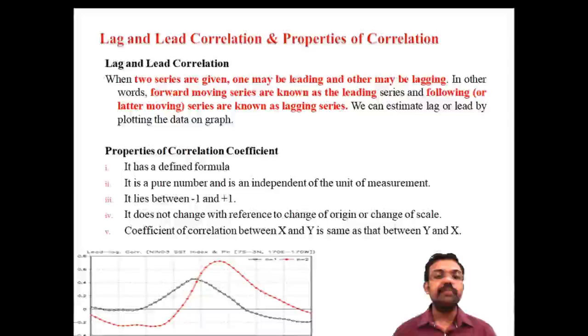These are the important properties of the correlation coefficient. Listen, the first one, it has a defined formula. It's a pure number and it lies in between -1 and +1. It does not change with reference to the change of scale. And the coefficient of correlation between x and y is the same as between y and x. Okay, these are the important properties of the correlation coefficient.